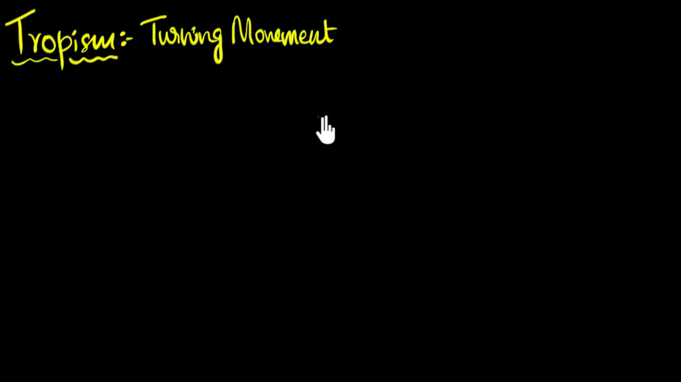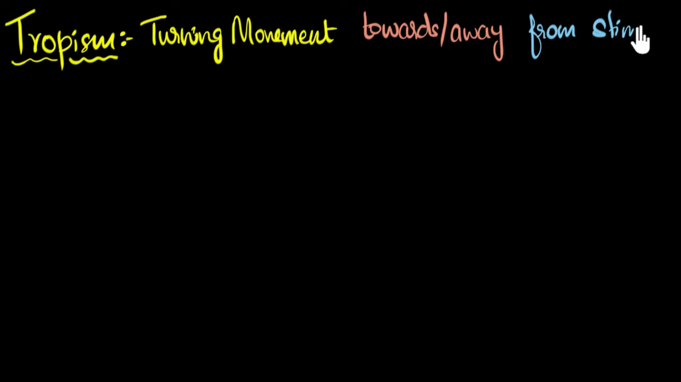All right, so what is tropism? Tropism is a kind of movement. It's a kind of turning movement towards or away from. So towards or away from what? From some kind of stimulus.